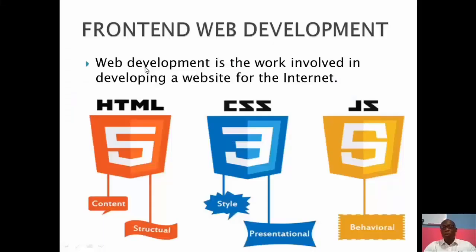For front-end web development, we're talking about the appearance, the physical parts, the design. And for the front end, we have three basic languages that can be used to handle the appearance of the website. Number one is HTML. HTML is used for the content and for the structuring of the website. Number two is CSS. Then number three is your JavaScript.